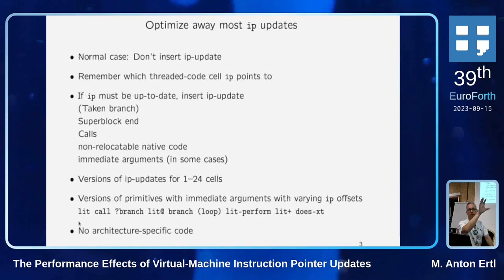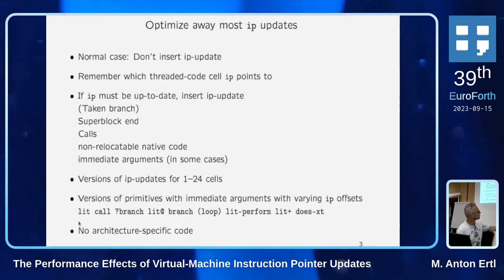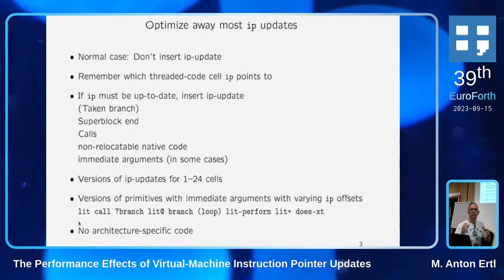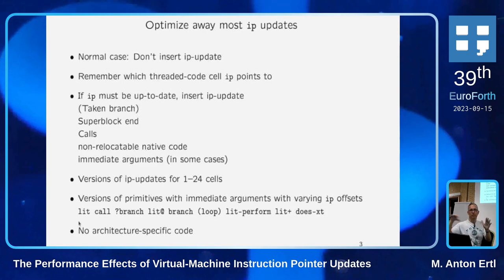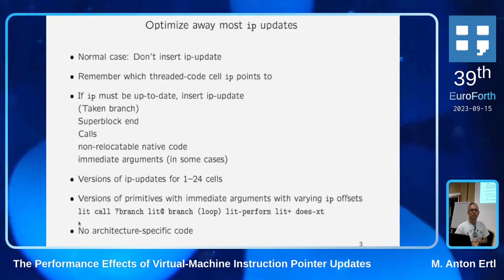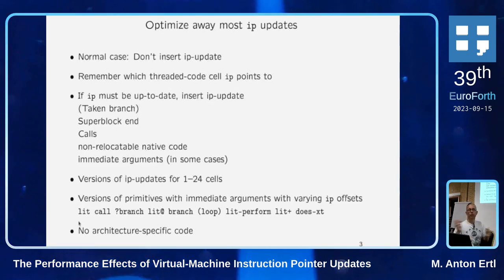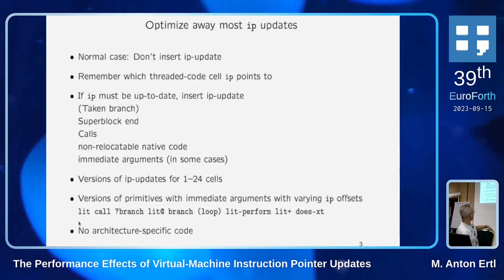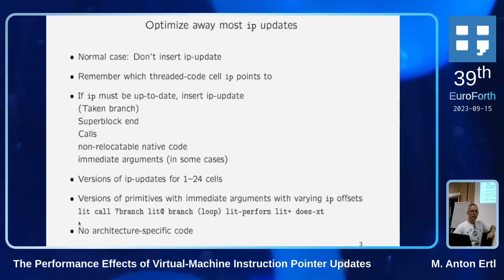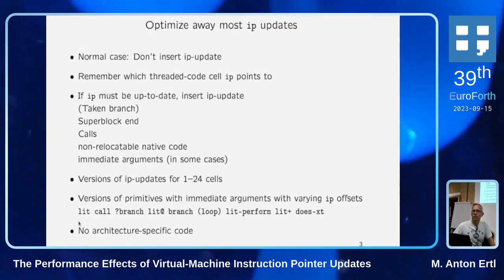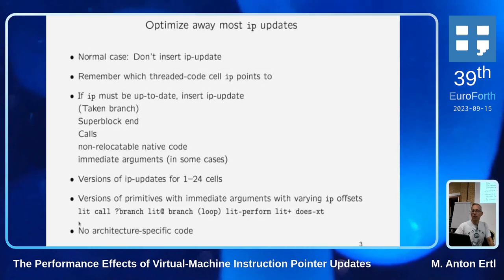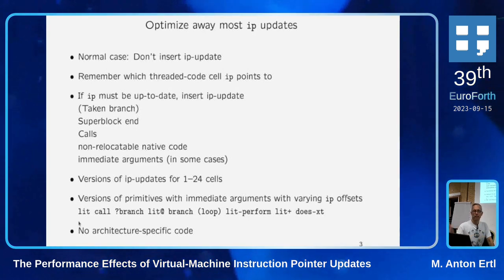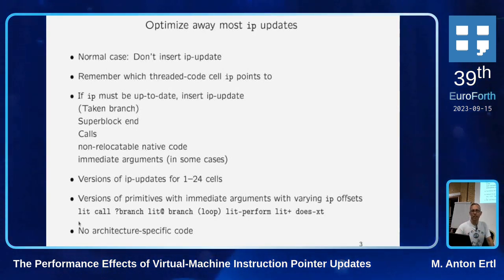And for these we also have 24 versions, but I think in the production version it's probably going to be 10 or so, because after 10, it's a very low number that needs larger offsets. And we can afford to insert an IP update before these few versions. And yeah, that's the main feature. There's no architecture-specific code. So I tested it on AMD64 and on ARM64 and on RISC-V, without any architecture-specific changes.